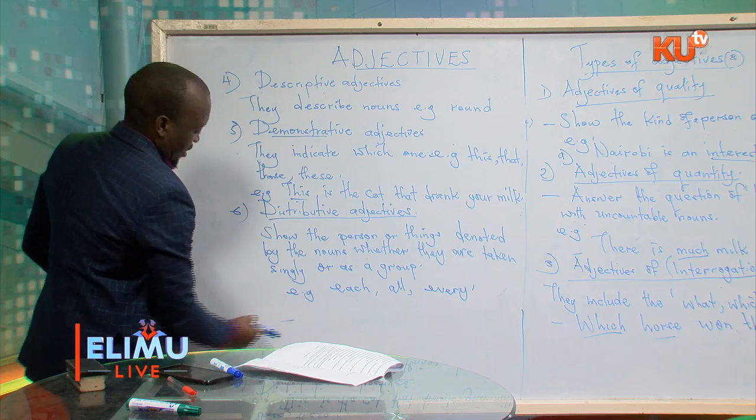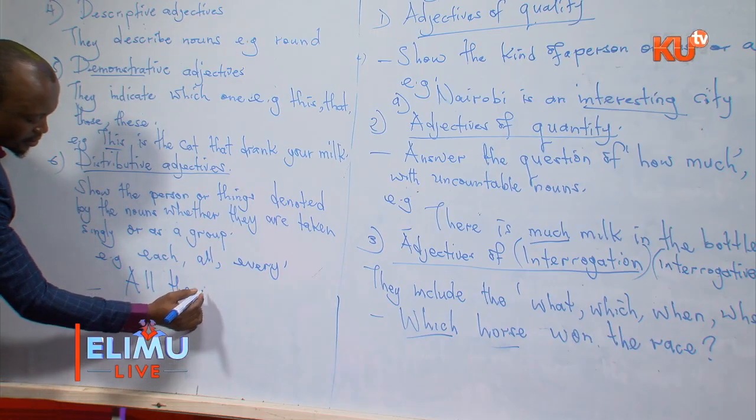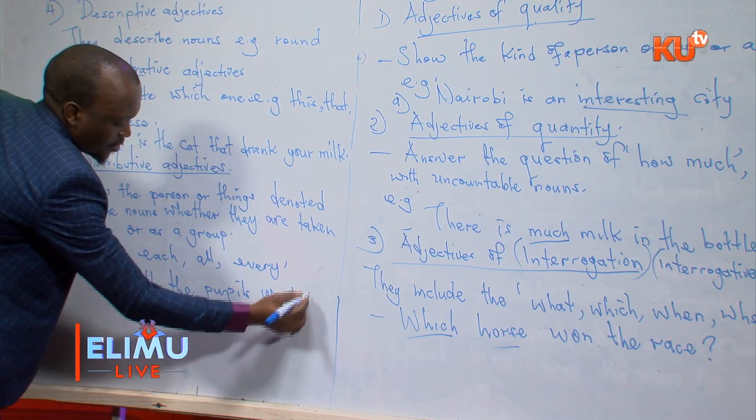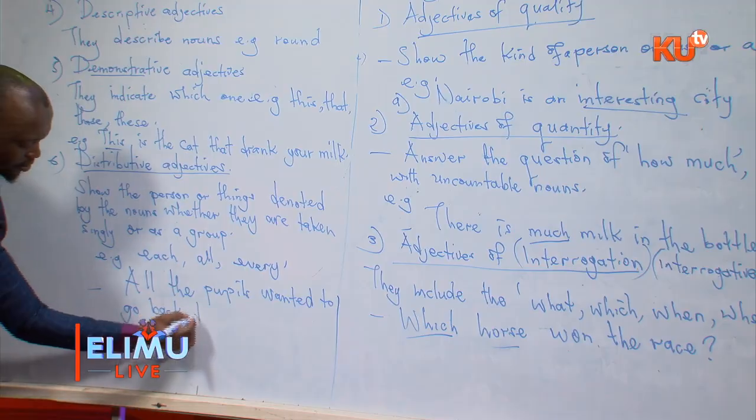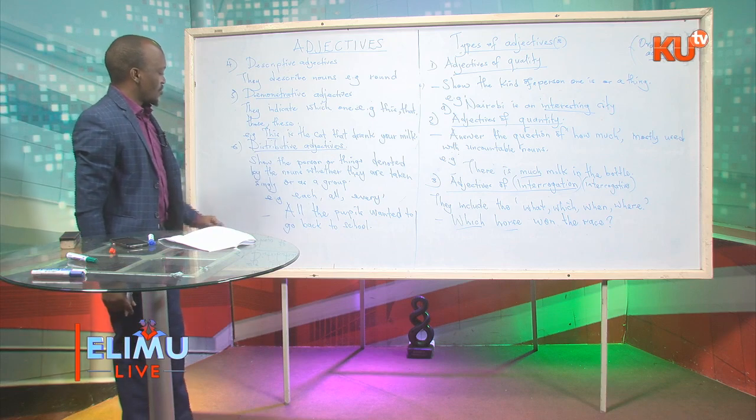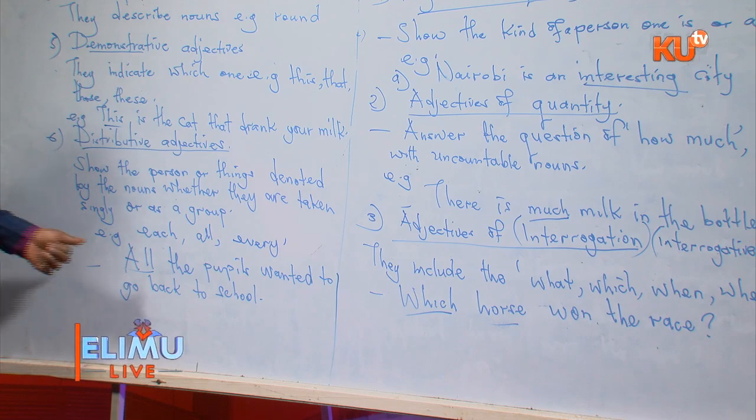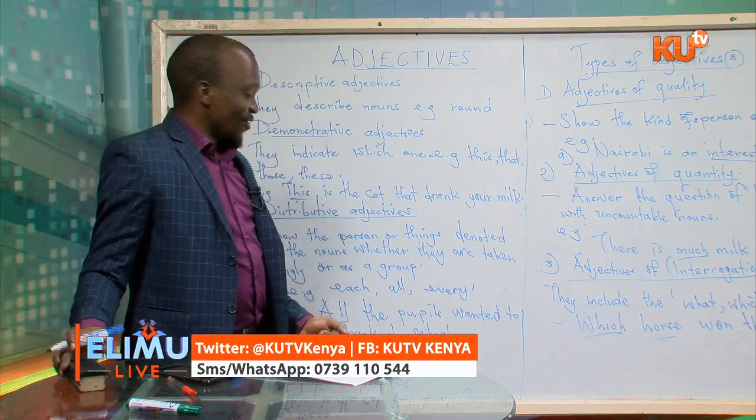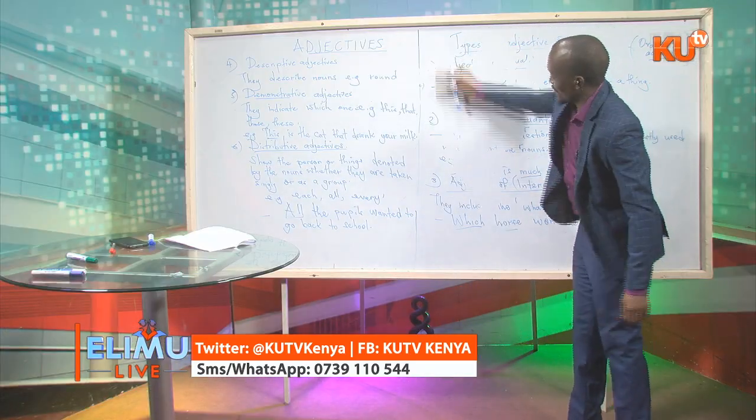An example I'll give in a sentence, I'll say, all the pupils wanted to go back to school. All the pupils wanted to go back to school. So the word all here has been used as a distributive adjective. I know this sentence, somebody may say, no, we don't want to go to school. You will go back to school, even if it will be after 3 years. One thing we are sure of is you will go back to school.